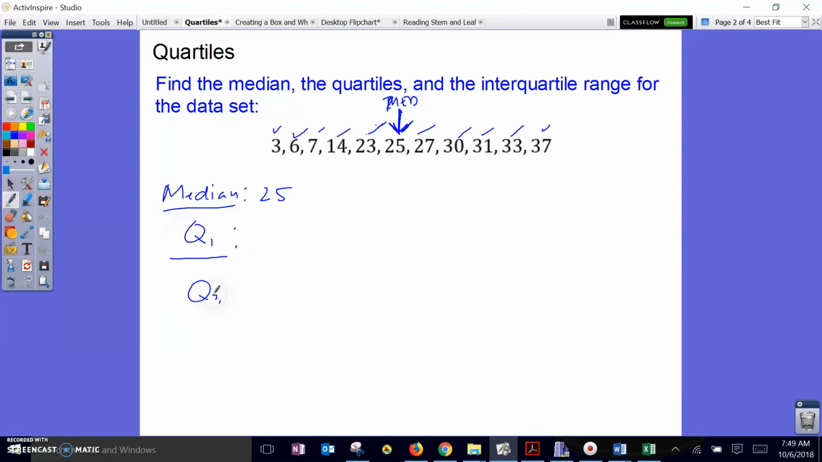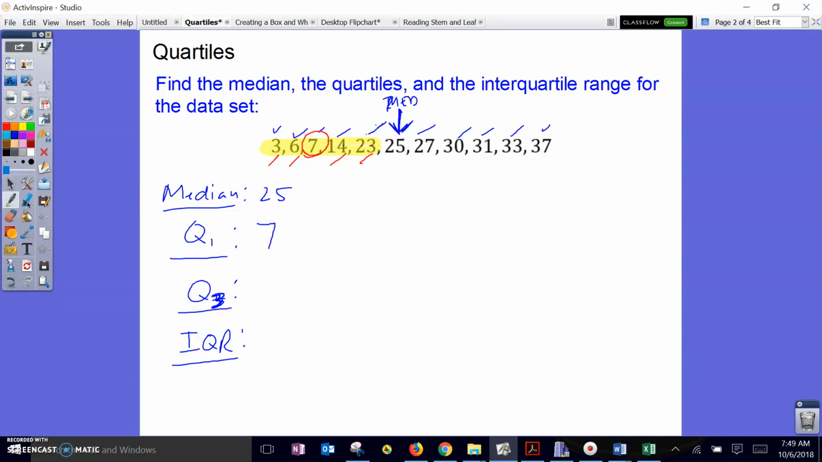And now to find the quartiles and the IQR. To find quartile 1, I'm only looking at the data that is below the median. So the median is exactly at 25. So I'm looking at these data points below the median, and I'm going to find the middle number in that list. So again, I go and I count my way in, and I find that this number right here is quartile 1. So quartile 1 is 7.